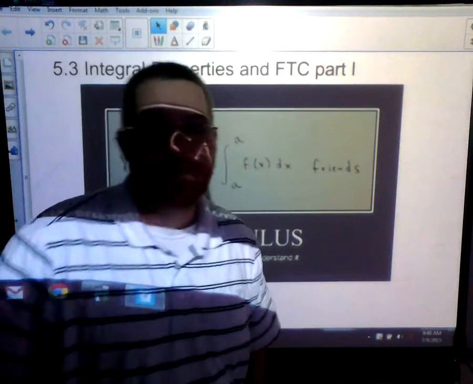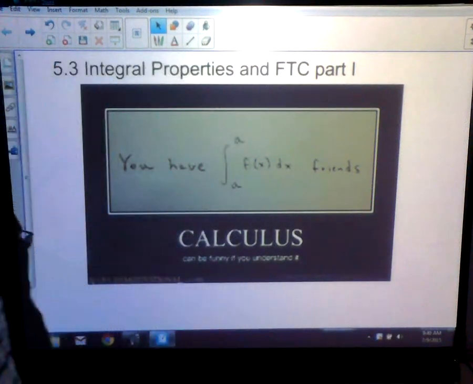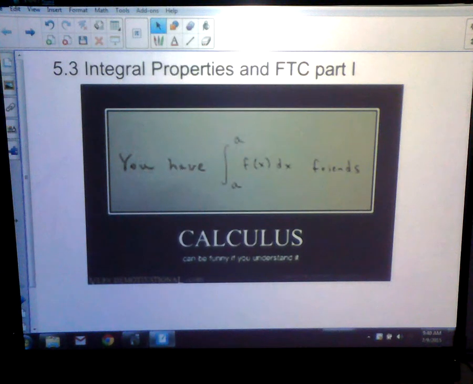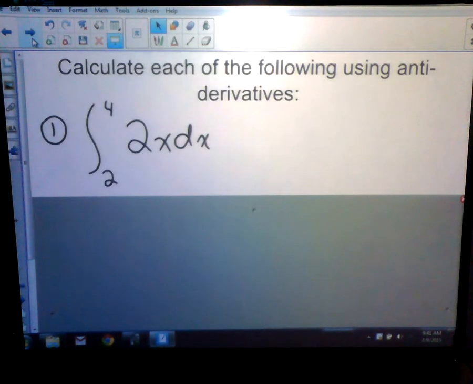Hey everyone, today we're going to talk about the first half of section 5.3. 5.3 is a long section, so I split it into two parts. Today we're going to start with the integral properties and the fundamental theorem of calculus, part 1. We talked about part 2 in the last section. Let's start off with some properties.